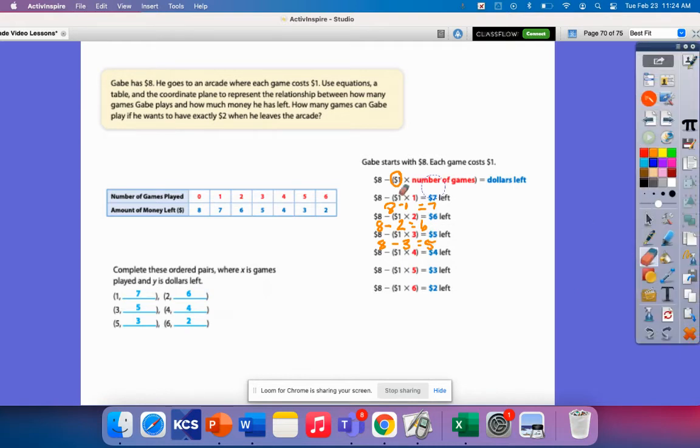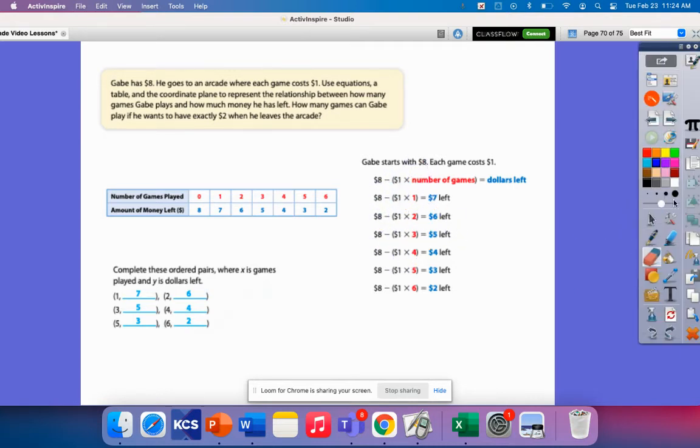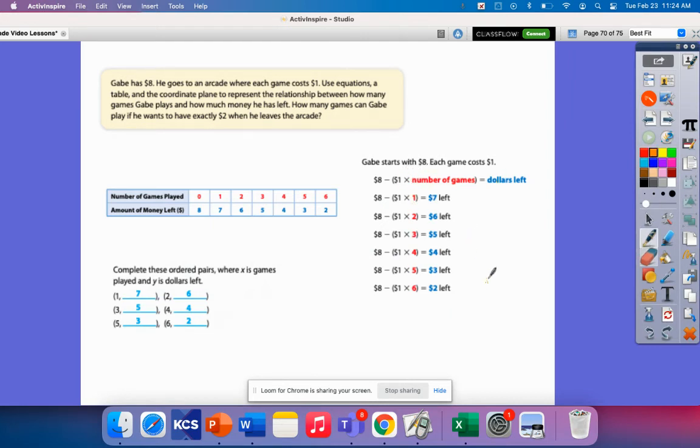So what do you notice? What is changing in these equations? The number of games is changing and the dollars left are changing. If I was going to write an equation for this, when a number changes, I need to have that be represented with a variable. Remember, a variable is like x. Any number can be substituted in for this. So x could be 1, x could be 2, it could be any number. I can substitute any number in for it.